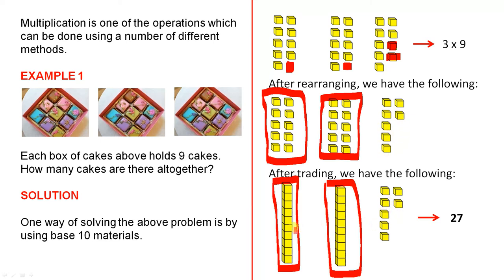So what do we have? 10, 20, plus another 7 gives us 27. So that's how we solve that problem using base 10 materials, and we use a little bit of trading to help us.